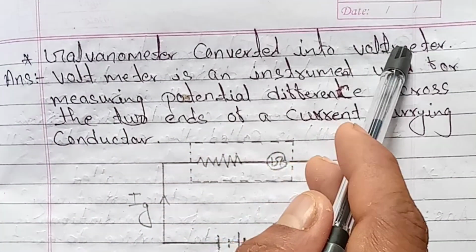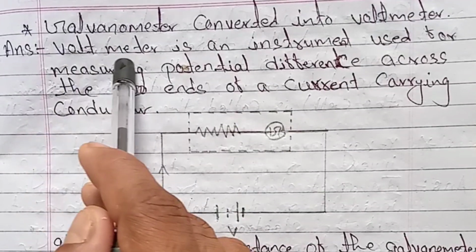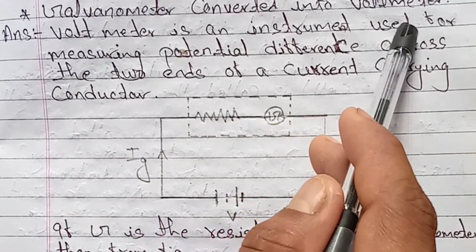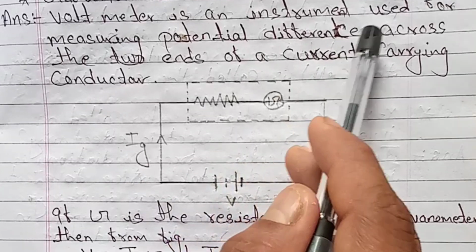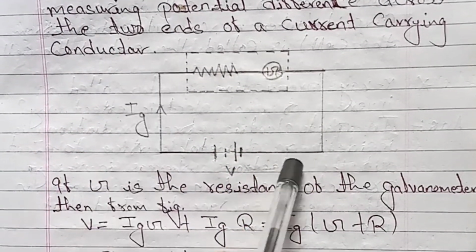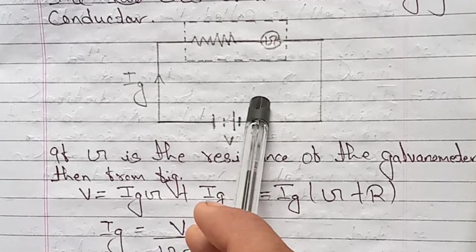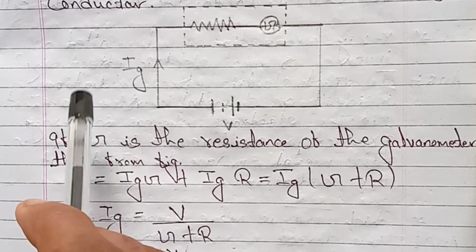Galvanometer converted into voltmeter. A voltmeter is an instrument used for measuring the potential difference across the two ends of a current carrying conductor. That is the figure of the galvanometer converted into voltmeter. So you can show this figure in this answer.